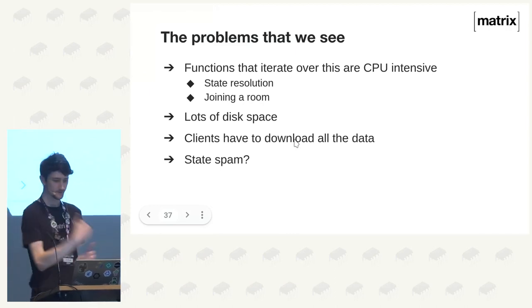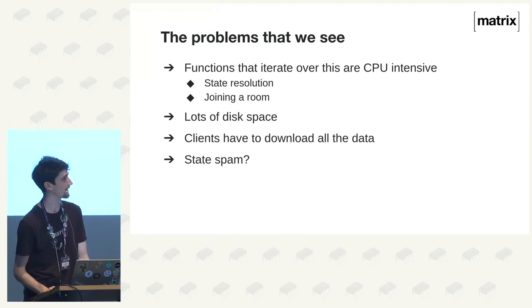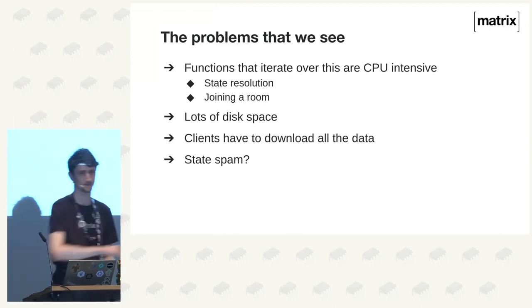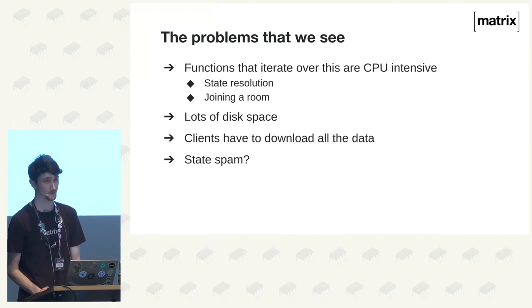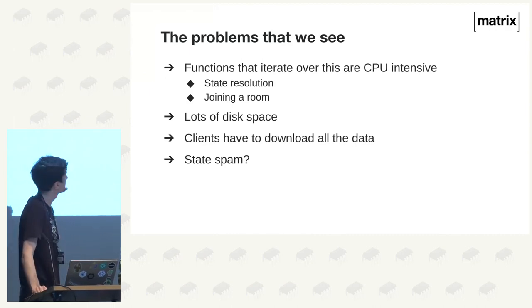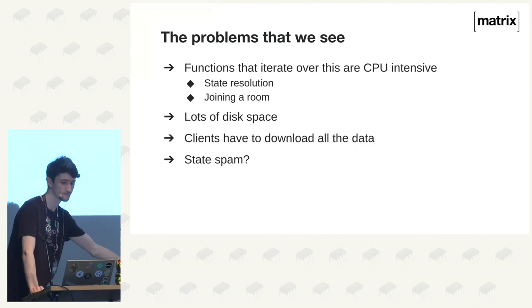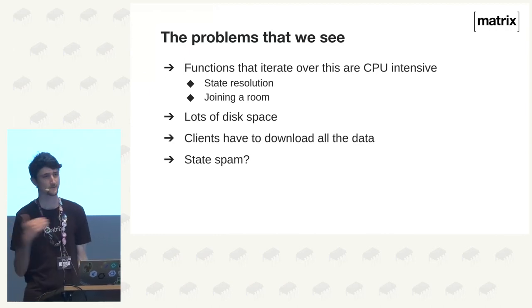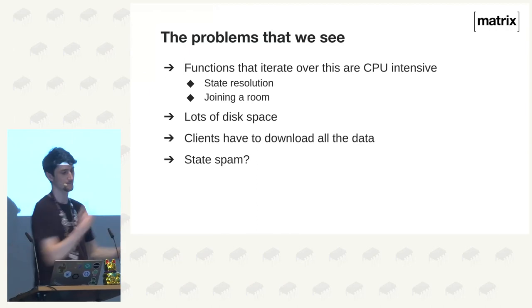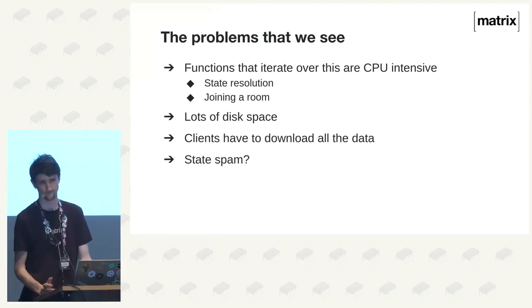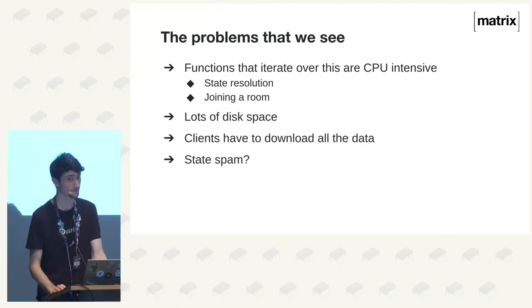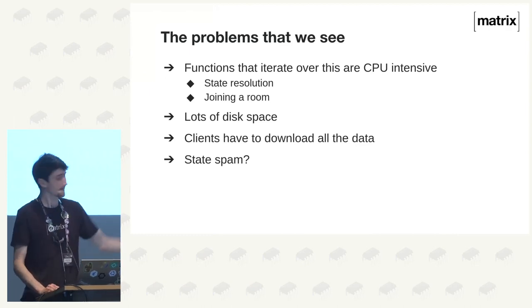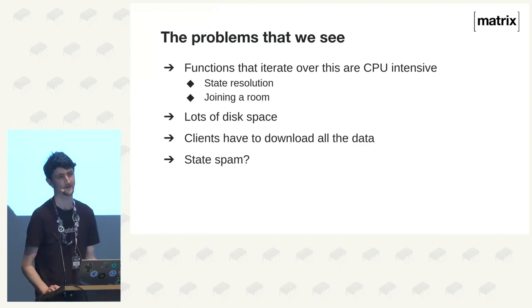There's various things we try to do on the server side that end up iterating over this entire structure, and that can be pretty slow to process. Things like state resolution, or when your home server is joining a room for the first time. This also ends up taking quite a lot of disk space. We also need to generate indexes in the database on top of it, and some other tables to traverse through this quickly. So you end up with a large Postgres database. Hopefully you're using Postgres. And clients obviously have to download all of this data because they need to know how to render the room and their UI.